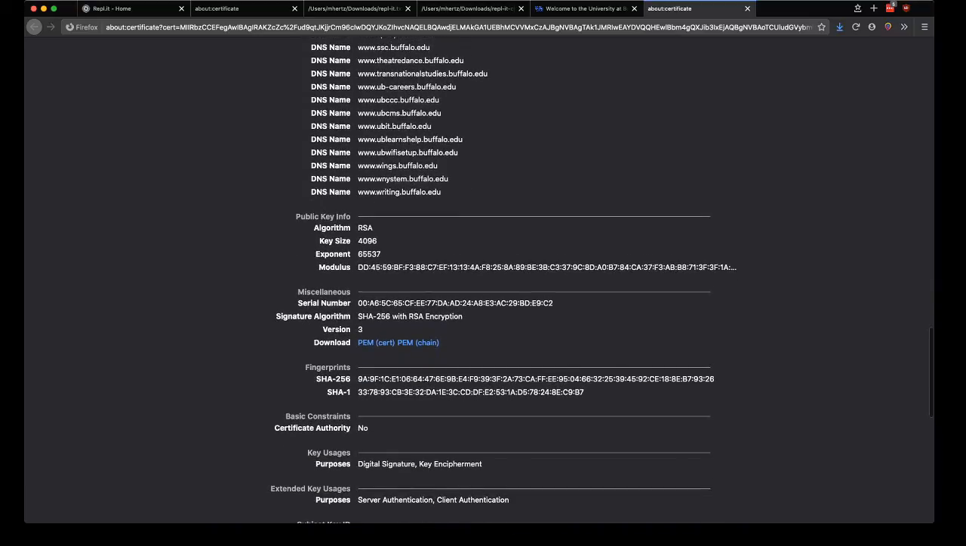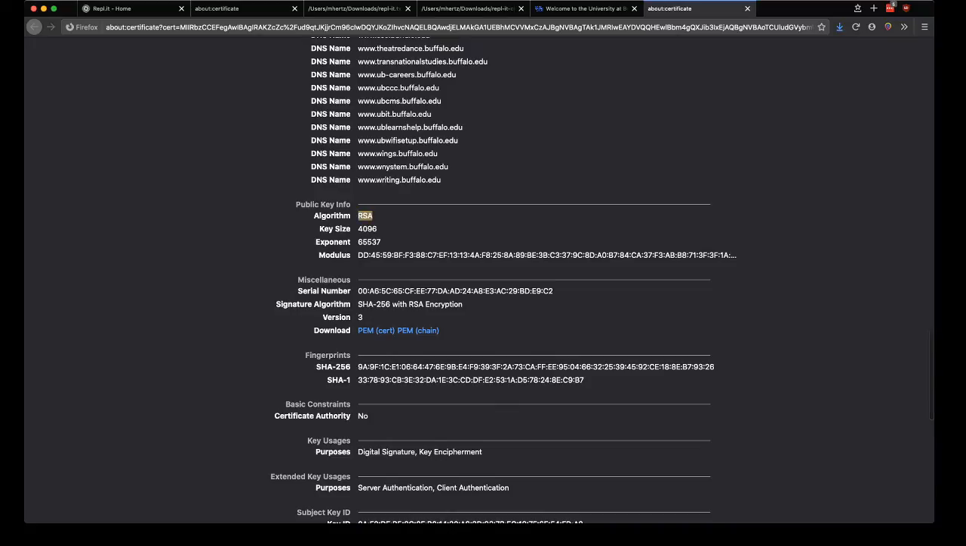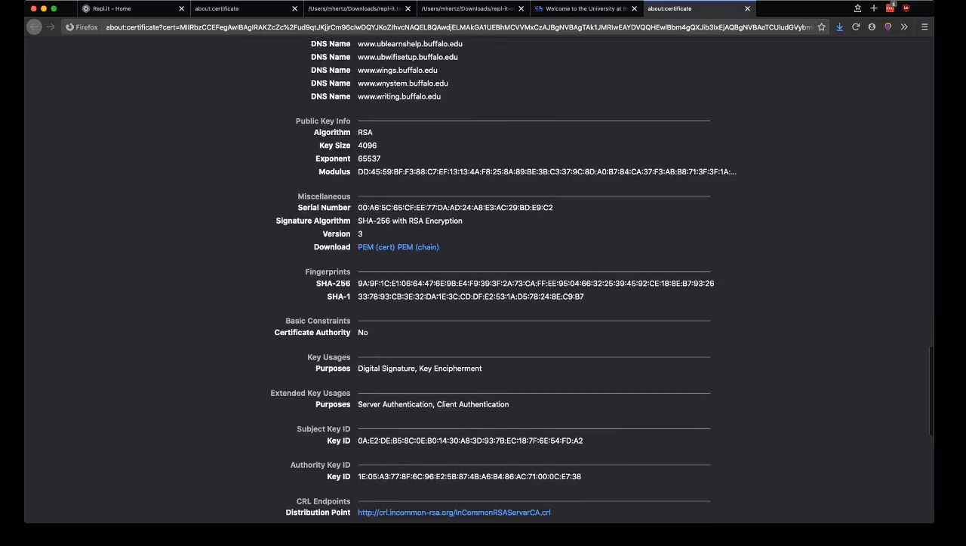But now you can see the UB site uses RSA encryption. Note that the key size here is much, much bigger. This is a 4096-bit key, so a much bigger thing. But again, it also uses that hashing, that fingerprint, in order to make things work.